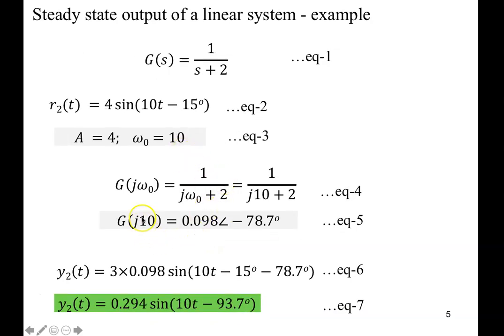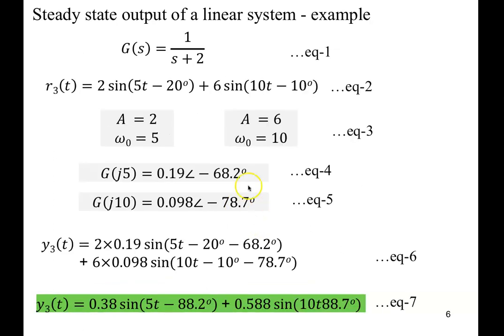I have also worked out the M and phi value when the input frequency is 10, and this will give me this value, 0.098 for the magnitude, the phase angle minus 78.7. So I'm going to copy that over as well. So I'll get these two. This one, J5, is for the frequency of 5. J10 is for the frequency of 10. So you're going to apply what you do when you try to work out the output response.